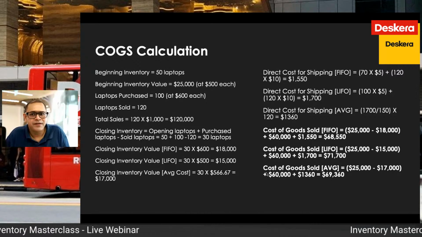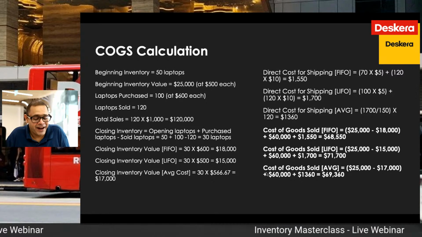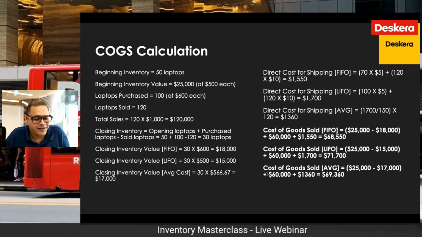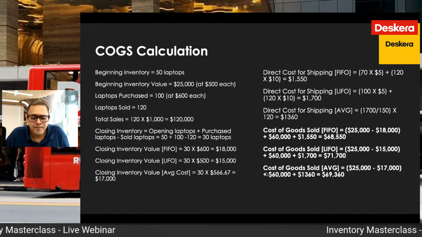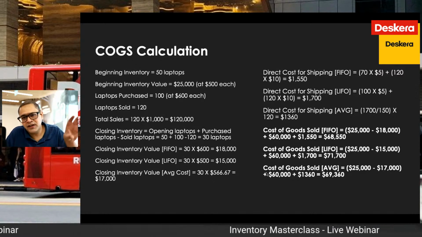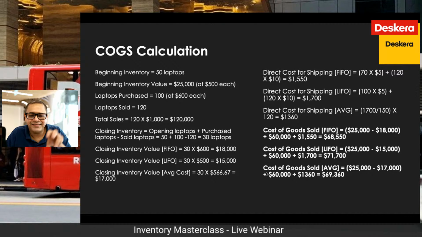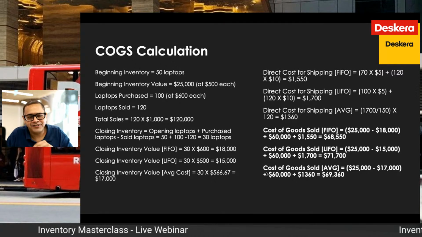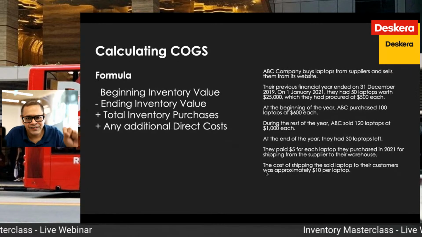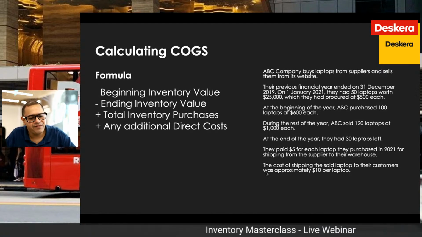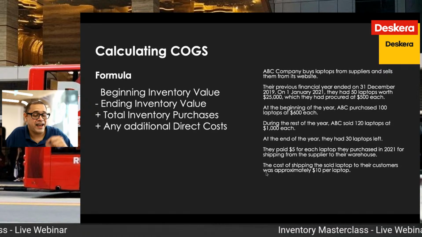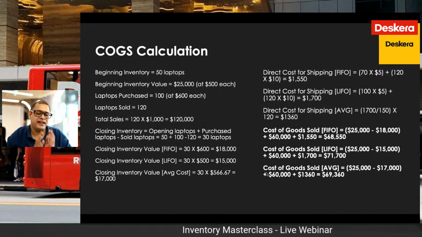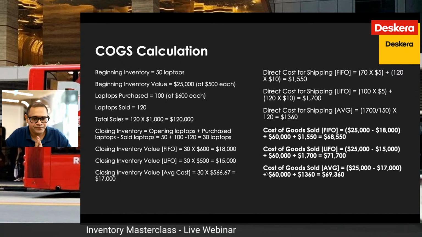Yeah, absolutely. So, as you can see, just like the earlier example, there is a difference based on which valuation method you use. And this is the valuation that we get based on the different methods here. Now, the next thing that we look at is the direct cost, because if we refer to this formula here, you will see we have the beginning inventory value, the ending inventory value, and the total inventory purchases. Now, what we are looking at is to calculate direct cost, or cost related directly to sales. So how many did we sell? We sold 120 laptops.